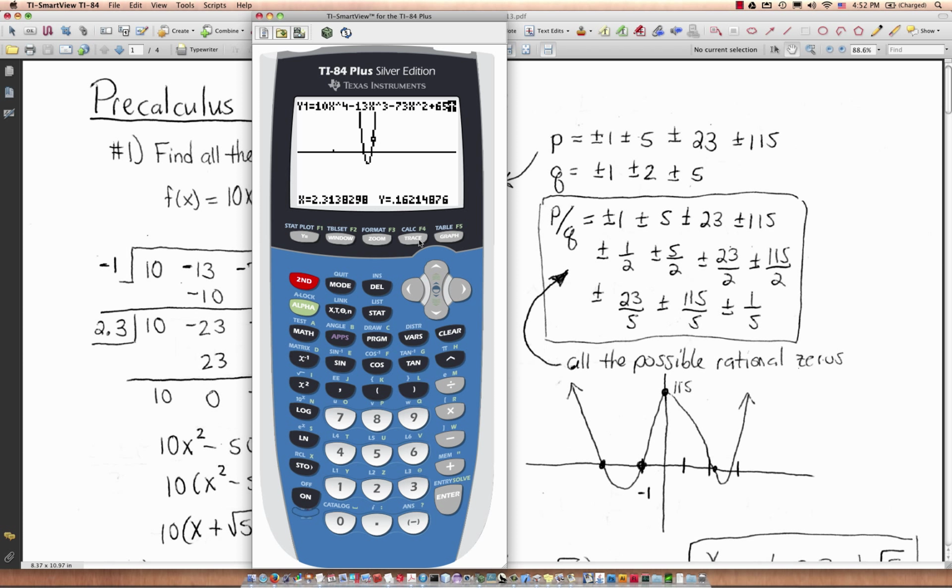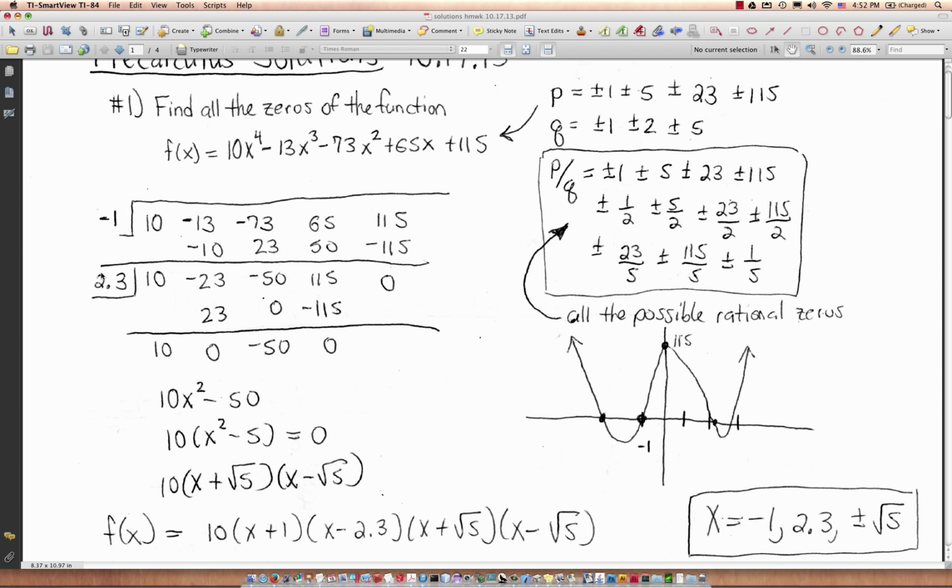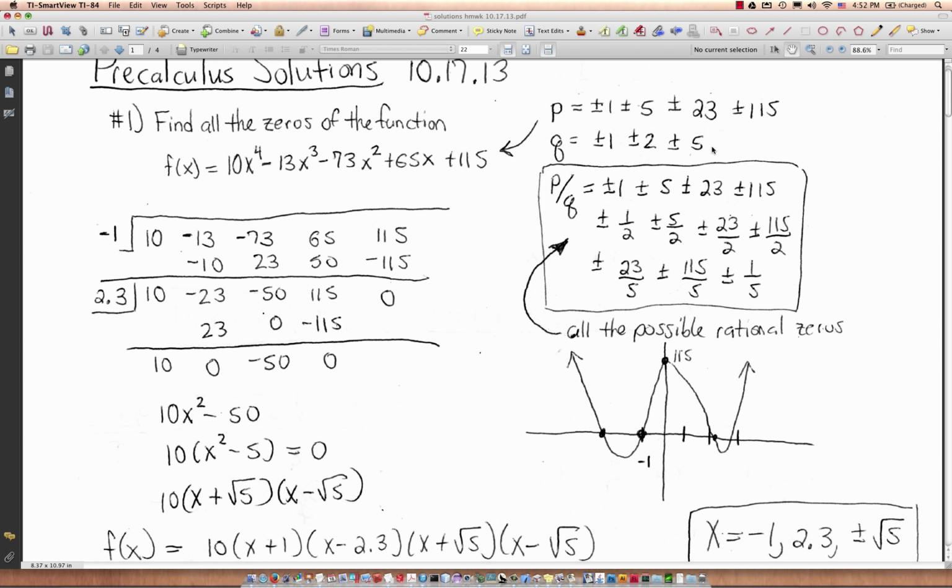Second calc, back to here, enter. Let's use this one below as a left bound, and this one above as a right bound. Beautiful, 2.3, so he's the winner. So now we go back, synthetically divide 2.3, which by the way, if I include plus or minus 10, I get 23 over 10, which is 2.3, so it should be in the list. My list here isn't complete.